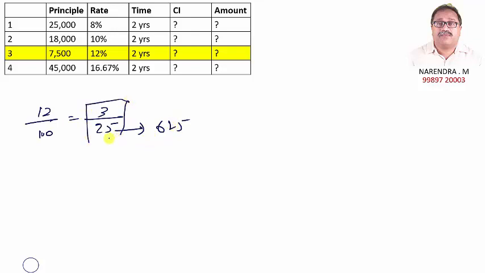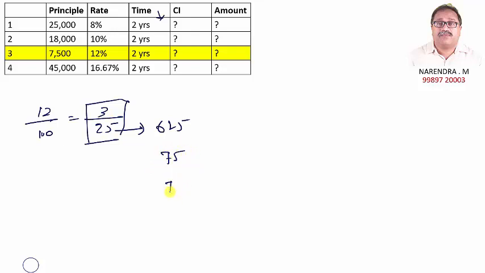Now, interest is 3 by 25 of the principal. As I said, all these we are dealing with 2 years only. What will be the first year interest? 3 by 25 of 625. As 625 gets cancelled by 25, 25 times. So 25 into 3 is 75. This is the first year interest.